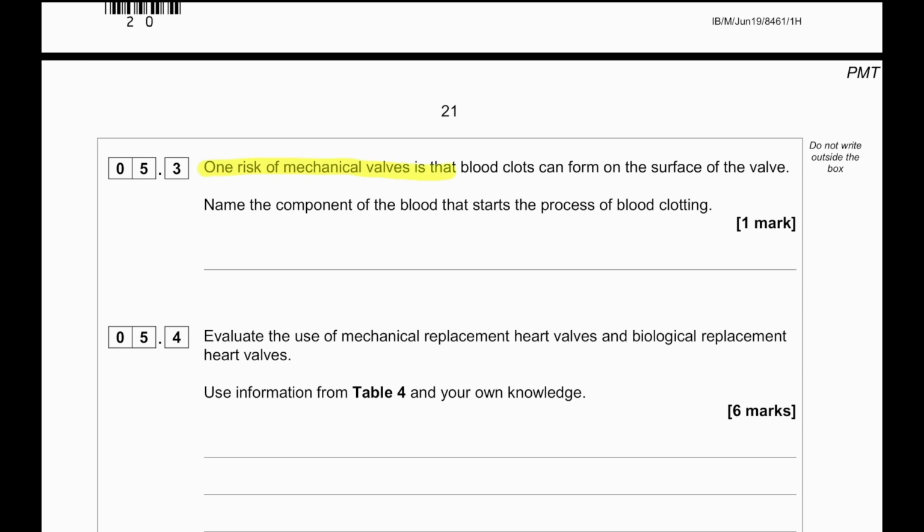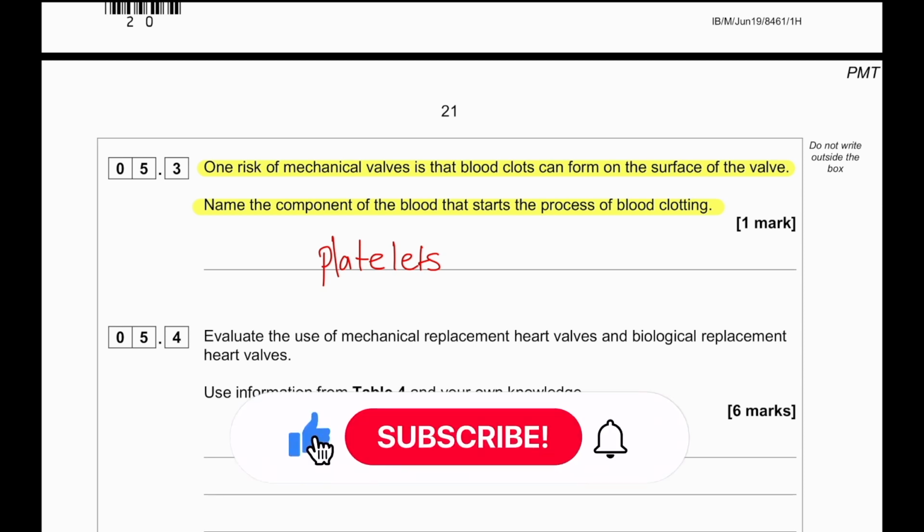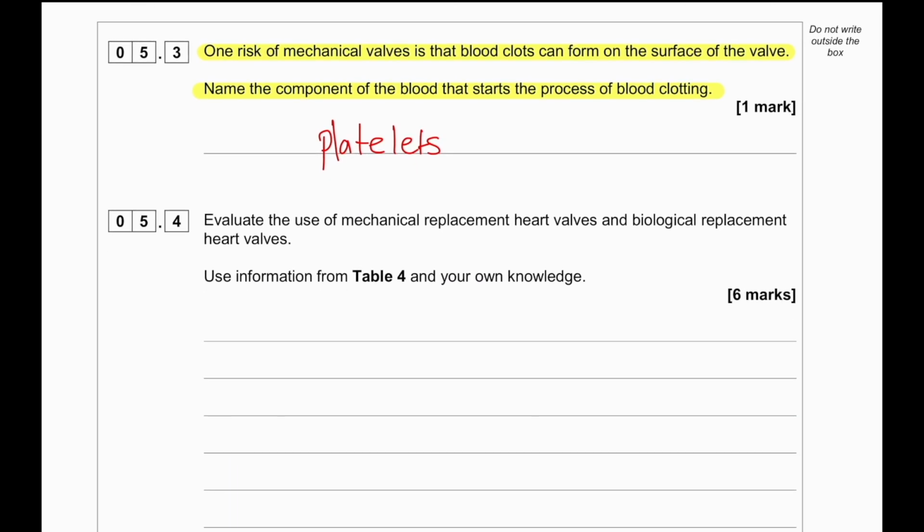One risk of mechanical valve is that blood clots can form on the surface of the valve. Name the component of the blood that starts the process of blood clotting. Now we know that platelet is the first component that becomes sticky as it encounters a cut in the blood vessels in our body. So we will name it platelets. In this case, the starting of the blood clotting is started with platelets.